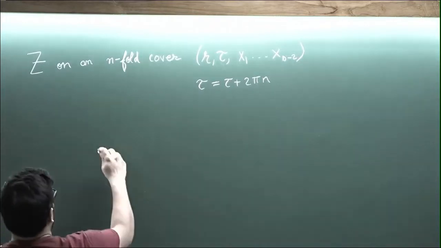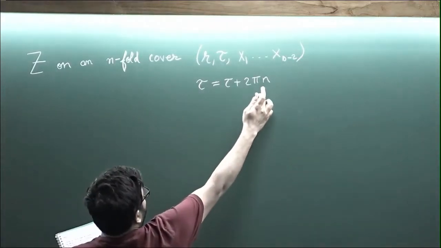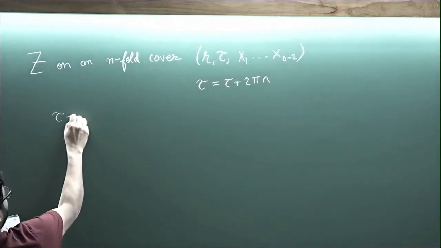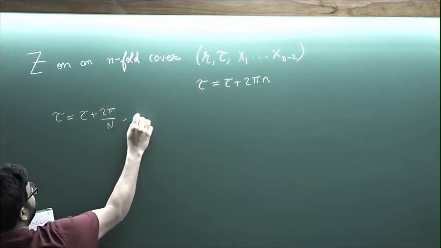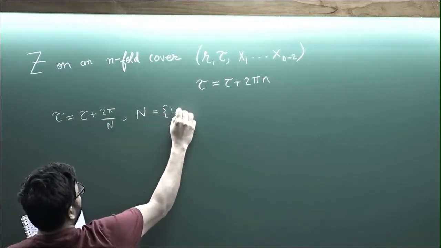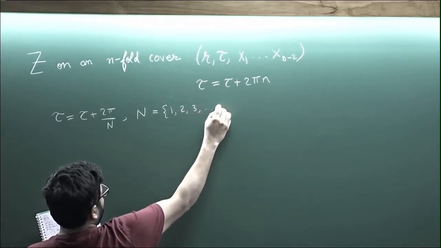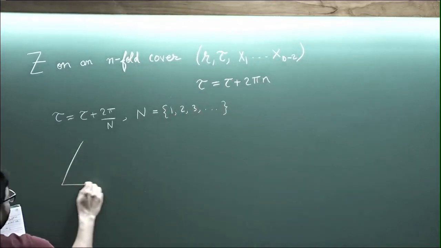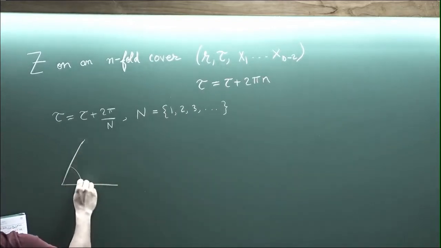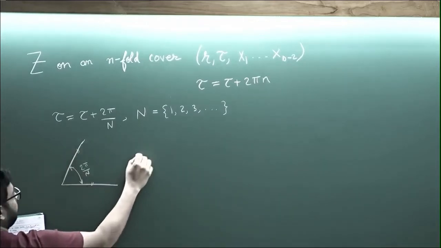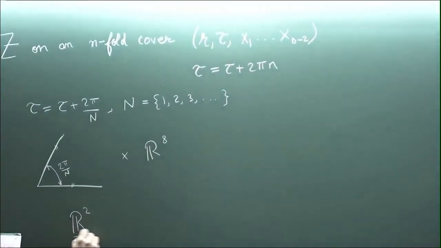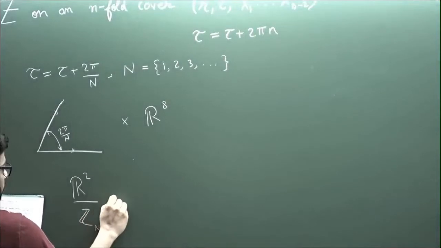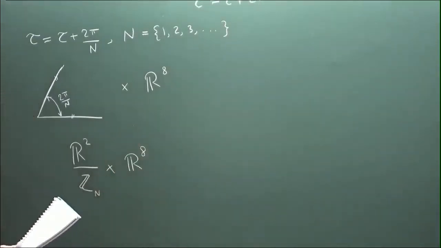these kinds of spaces. But what we can do is, instead of making this identification, we can think of a space with tau identified with tau plus 2 pi divided by n, where n is a natural number. Well, 1 is the usual case, but what this looks like is, in two of the directions, 2 pi over n, and this is identified with that times, let's say, R^(b-2). So this space becomes R^2 mod Z_n times R^(b-2). Okay. So we want to consider string theory on this orbifold.